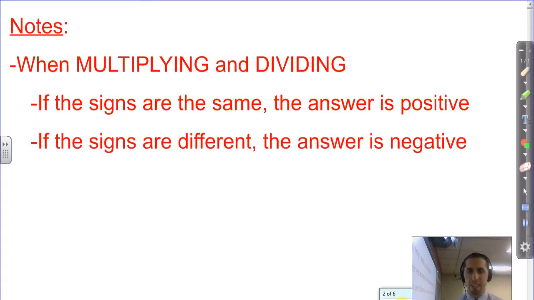Now, we talked about this in class, and it's very important that when multiplying and dividing integers, if the signs are the same, the answer is positive, and if the signs are different, the answer is negative. Not when you're adding and subtracting. But when you're multiplying and dividing, if the signs are the same, the answer is positive. The signs are different, positives and negatives, that you're multiplying or dividing, the answer is negative.